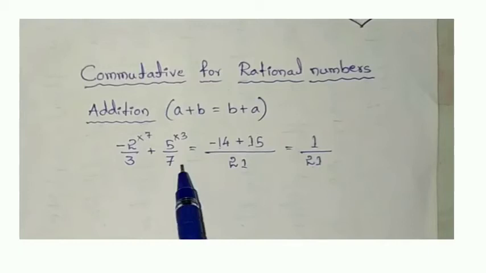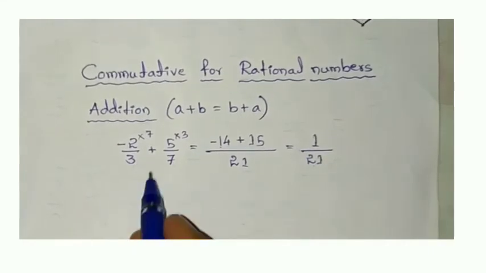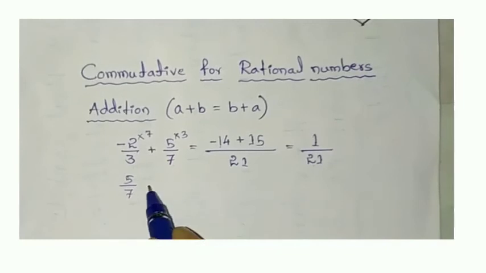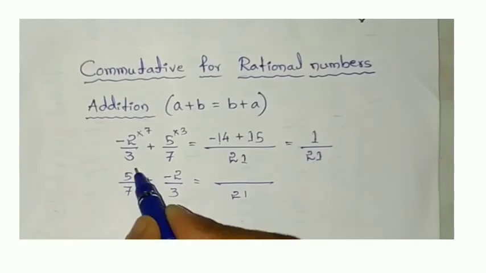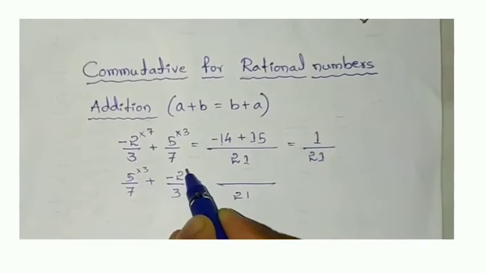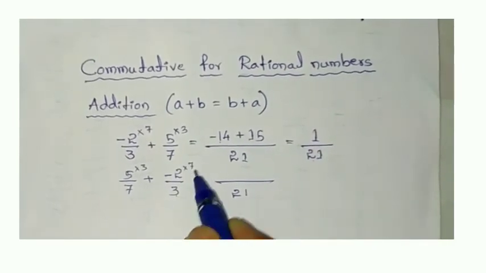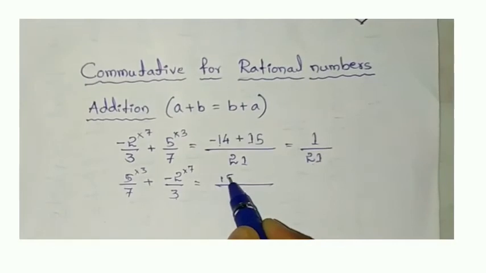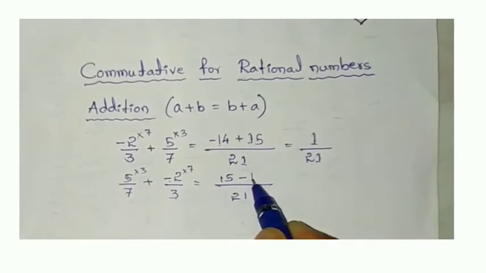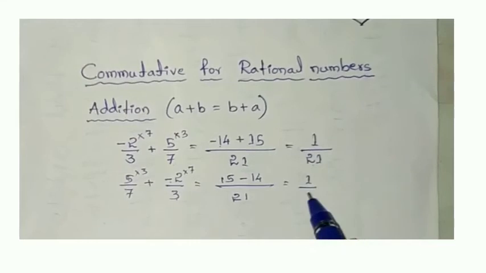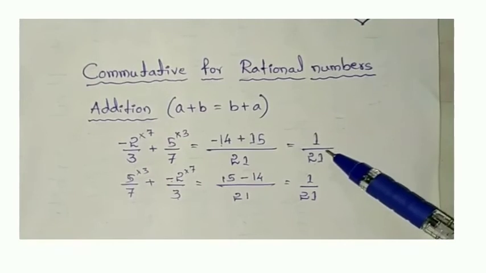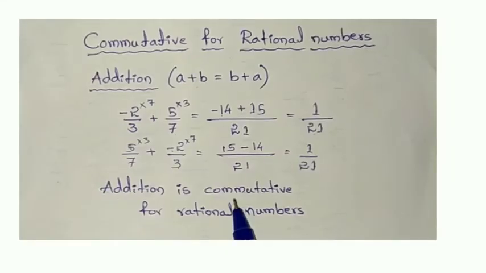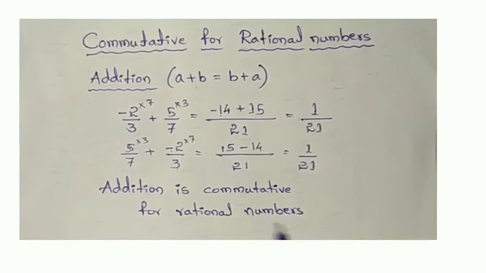1 by 21. Now I will change the places of the terms. First I will write 5 by 7 plus minus 2 by 3. Again here also you will get LCM 21. So 5 3s are 15, minus 2 7s are minus 14. Again we will get 1 by 21, which is equal to our first addition also. That's why addition is commutative for rational numbers.